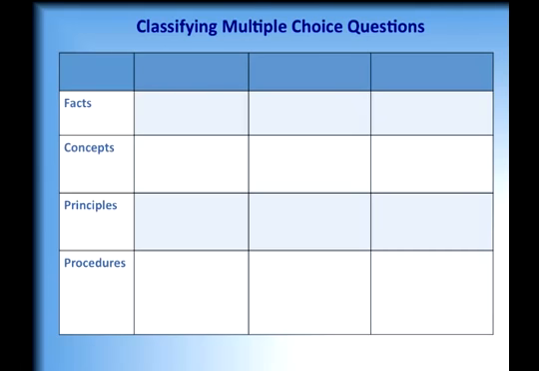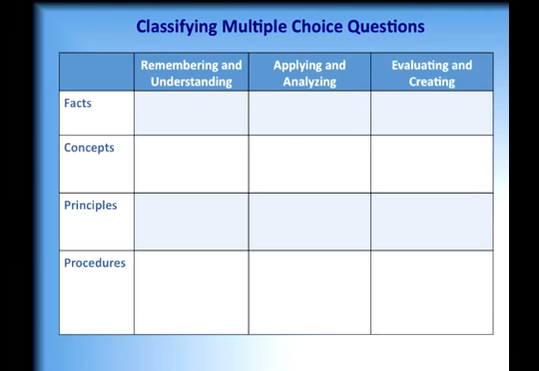Within each level, you'll want to ask questions across three categorizations of Bloom's taxonomy: remembering and understanding, applying and analyzing, evaluating and creating. Let's take a look at an example of each.